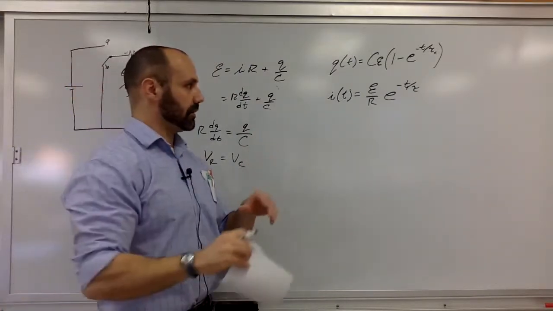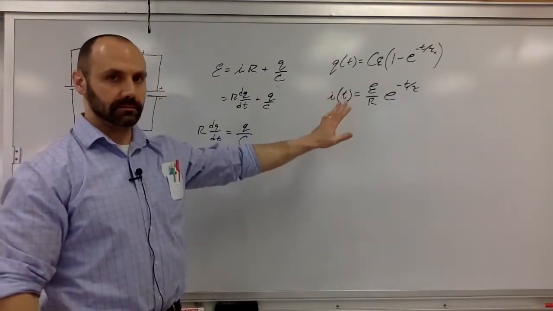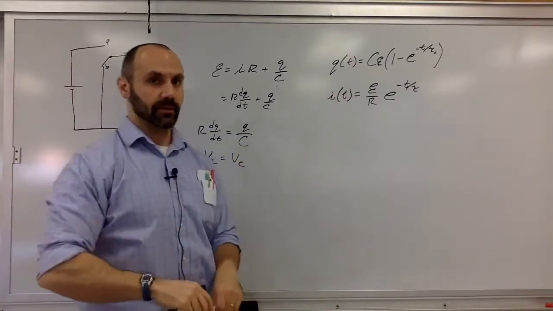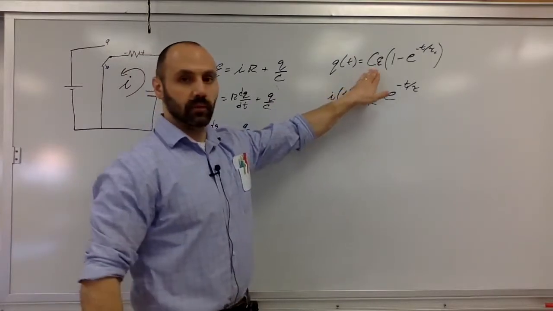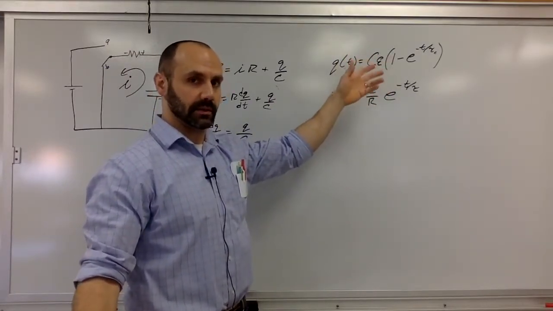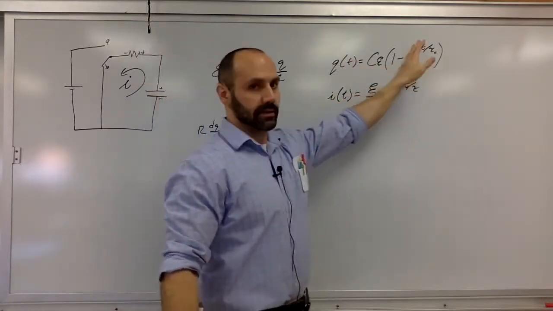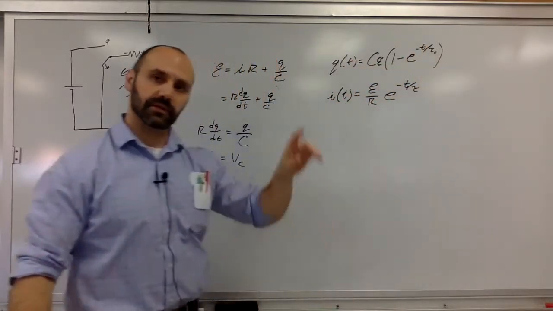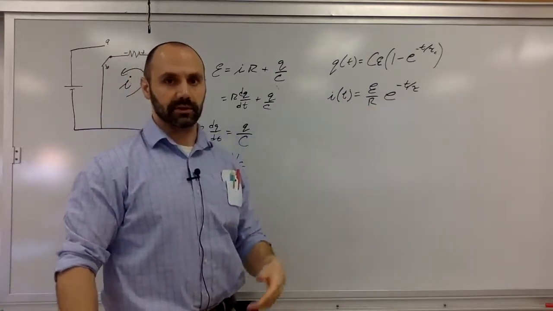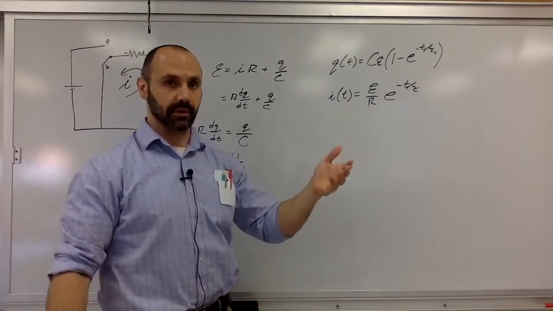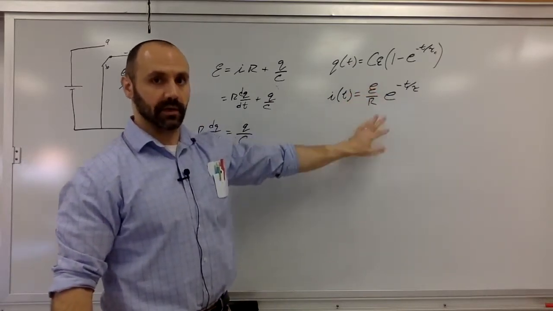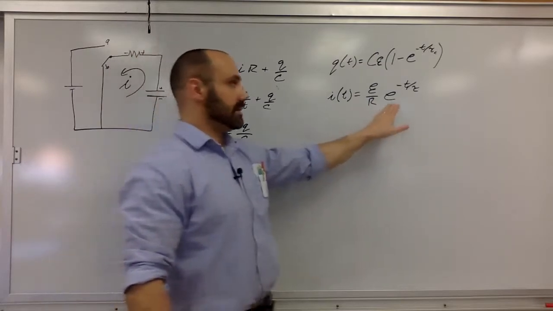The format for all of these equations is really the same. If it's increasing and reaching an asymptote, you put in front what that asymptote is: Q max, V max, the EMF of the battery, something like that, times 1 minus e to the negative t over tau. If it's something that's decreasing, then the coefficient in front is just the starting point. In this case, that maximum current given by the EMF of the battery divided by the resistor, times e to the negative t over tau.